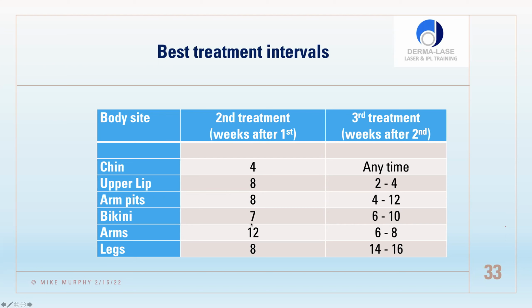Same with the armpits. Bikini 7, you could do 8 if you wanted to. And legs, 8 weeks. For the arms, you'd have to wait a little bit longer, 12 weeks, because of the cycle. Then after that, it gets kind of confusing. So for the upper lip, you wait 8 weeks after the first treatment. And then for the third treatment, 2 to 4 weeks later is actually a good time, which makes no sense at all. For the armpits, 4 to 12. Bikini, 6 to 10. The legs, 14 to 16 weeks.